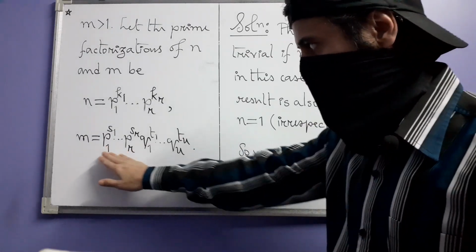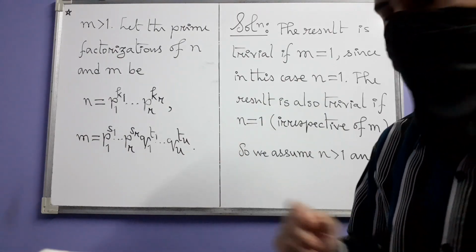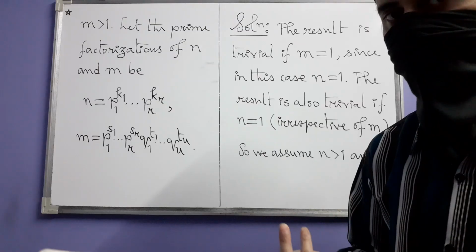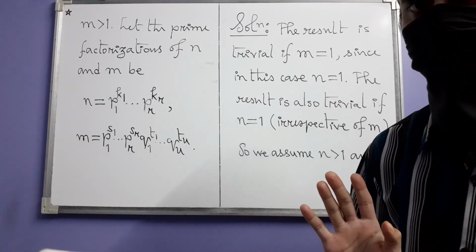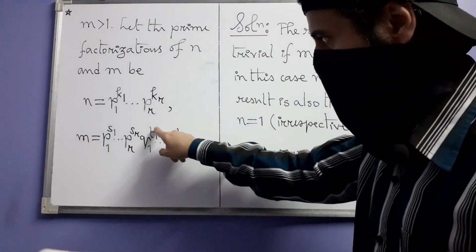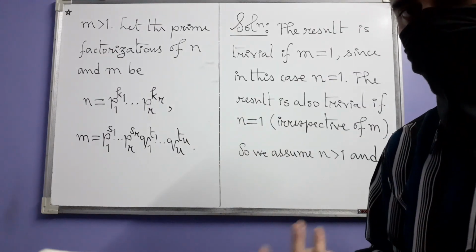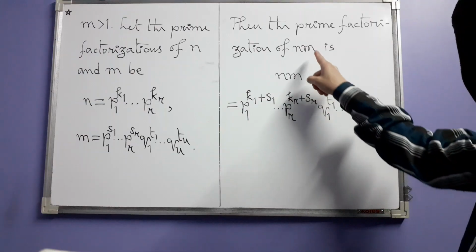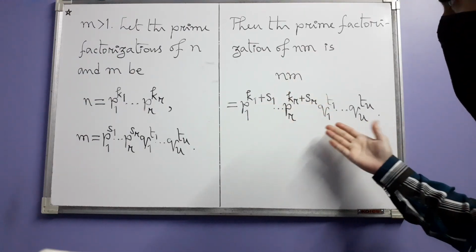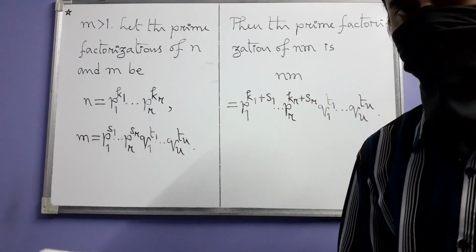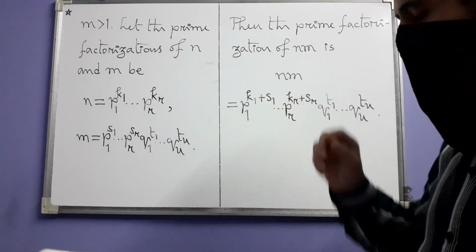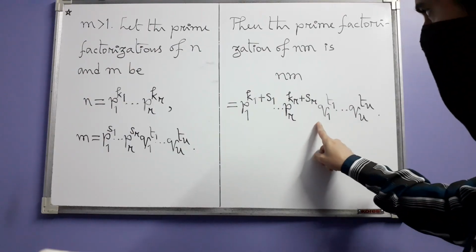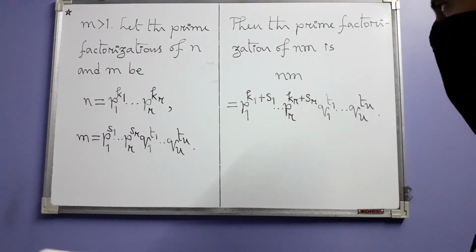But m may have some other primes also. So this other part where these q's are also primes, it may be there, it may not be there. But if it is there, then the exponents are again positive integers. Then obviously the prime factorization of nm will be this, where you just multiply these two expressions. So here you are getting ki plus si as the exponent of pi. The rest, this part, is the same.